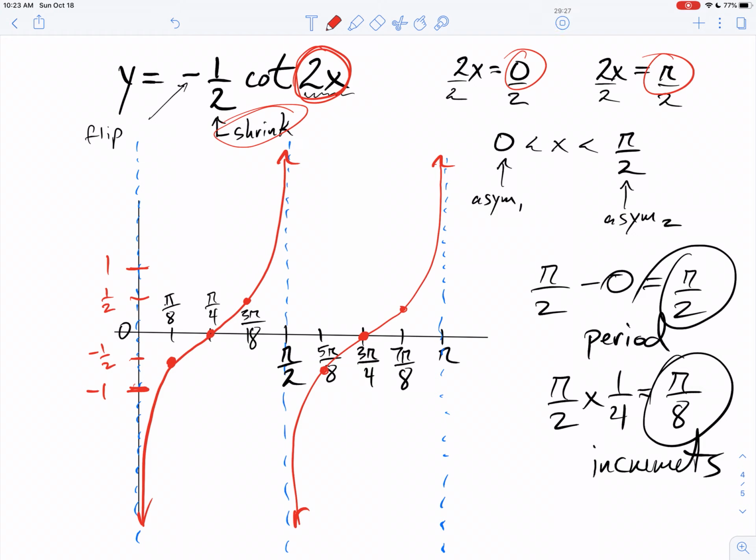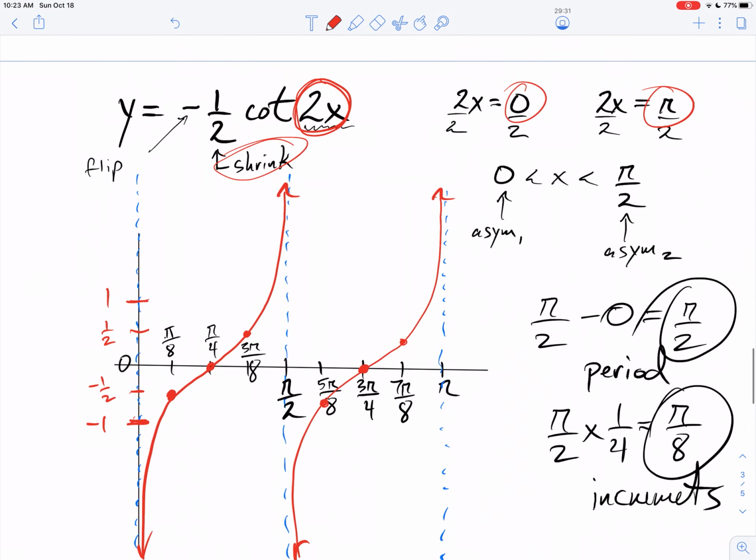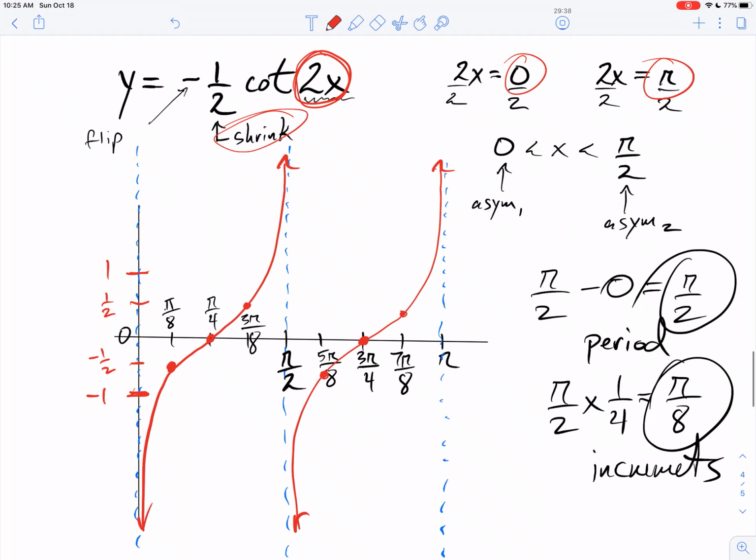Now, in the next video, I go through horizontal shifting. I do the phase shifts in the next video. So this video is concluded. Please go to the next video where you will find all the work and the answer key.